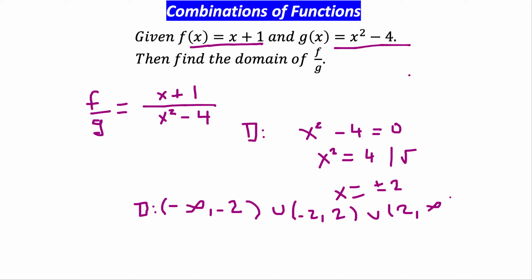Or in other words, the domain is all real numbers except that x is going to be different from plus or minus 2. So plus and minus 2 are going to be excluded from the domain. So either way we can interpret this: we can interpret it in this way here, or we can interpret the domain as all real numbers except x should be different from plus and minus 2.